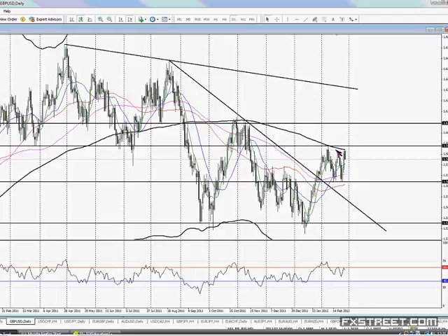And I think if it breaks out of this range, breaks above the 1.5930, 40 area, we go to our next pivot at 1.61, just above 1.61.